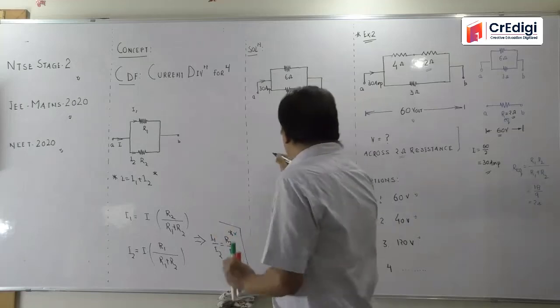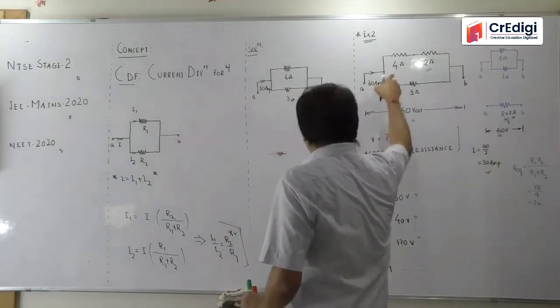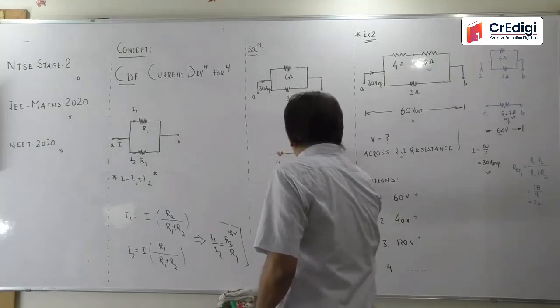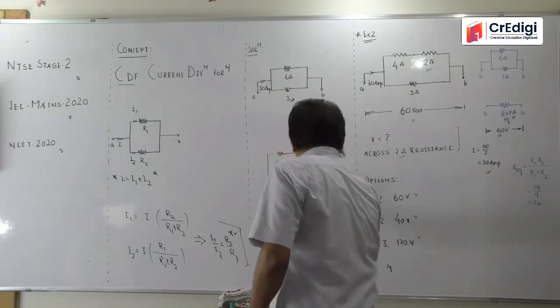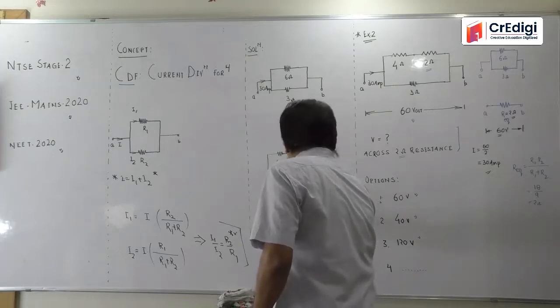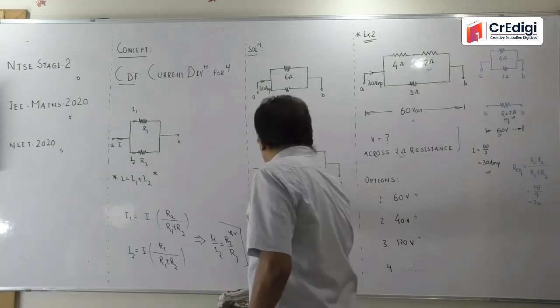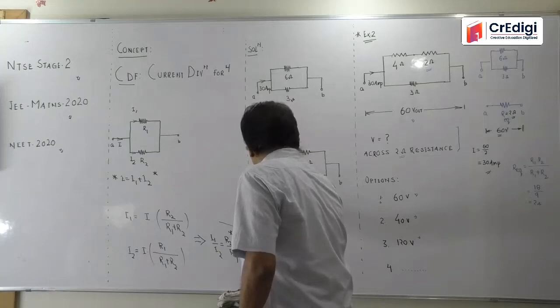One more time I am making it clear that this 6 ohm is 4 ohm and 2 ohm in series. Nothing more than that. And then this is simply 3 ohms. This is terminal B, this is terminal A, and the current which will be entering into the combination is 30 amperes.